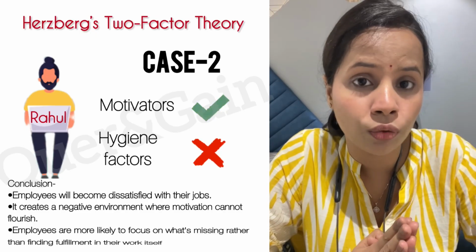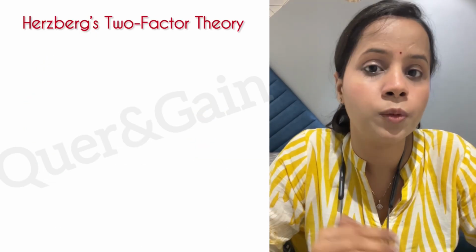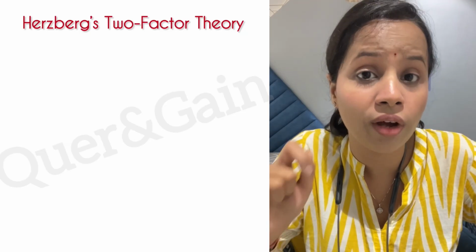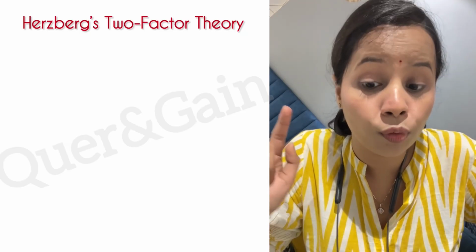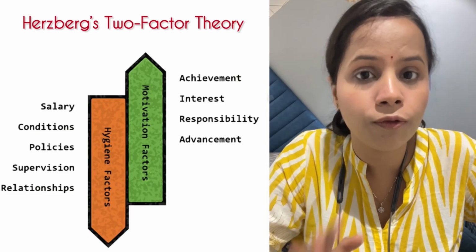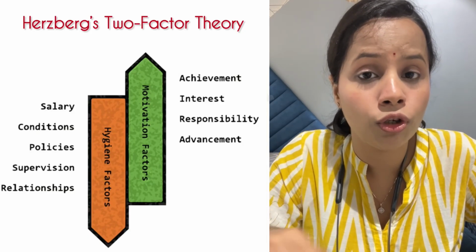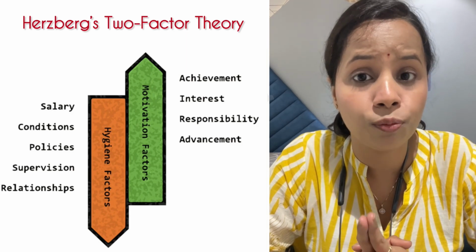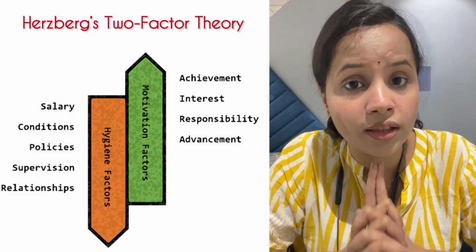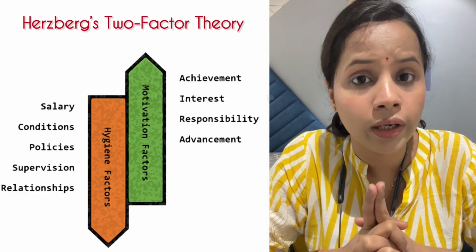So throughout this theory, what we have learned, what Herzberg has tried to say, is that to make your employee a long-term employee, you have to ensure that both of these factors are met, and the absence of either one of these will lead to your employee leaving your organization. You have to ensure that you provide those motivators and the hygiene factors to your employees, right? Only in that case can you witness employee retention.